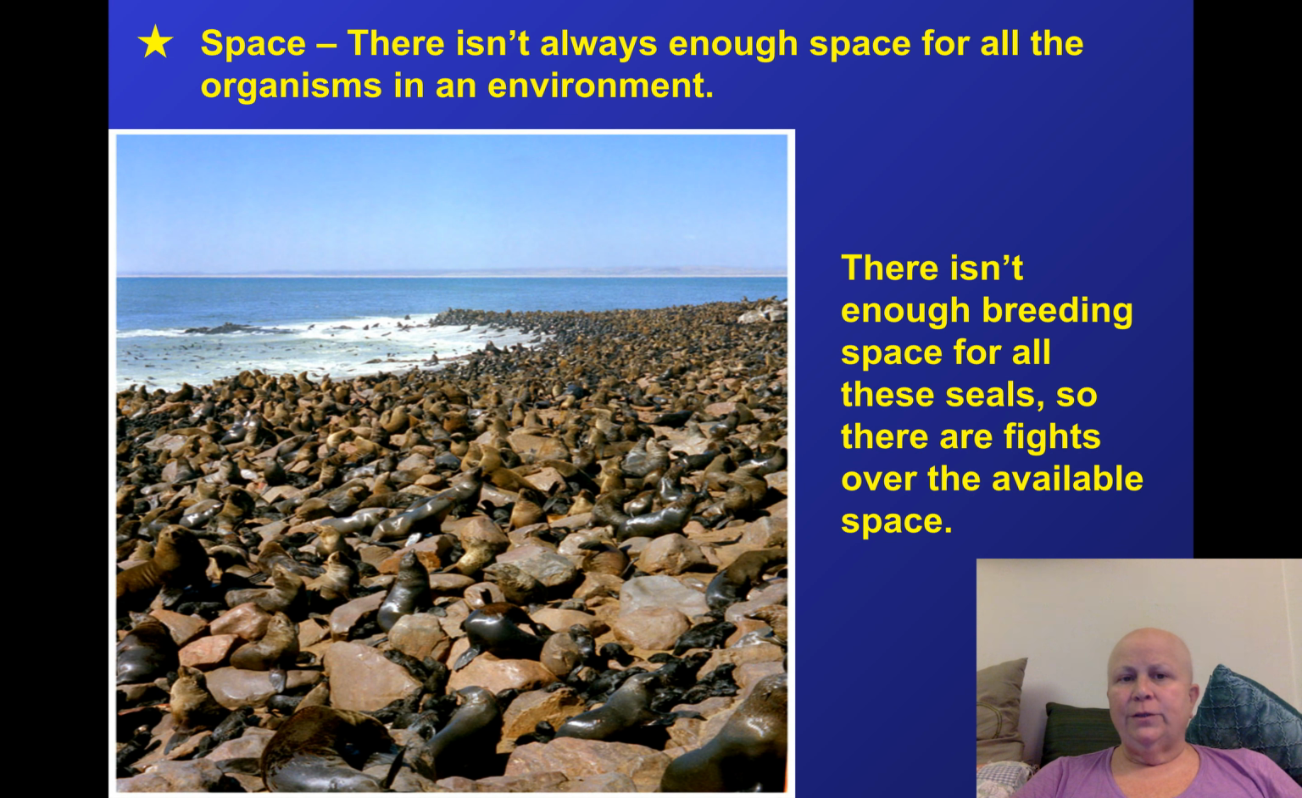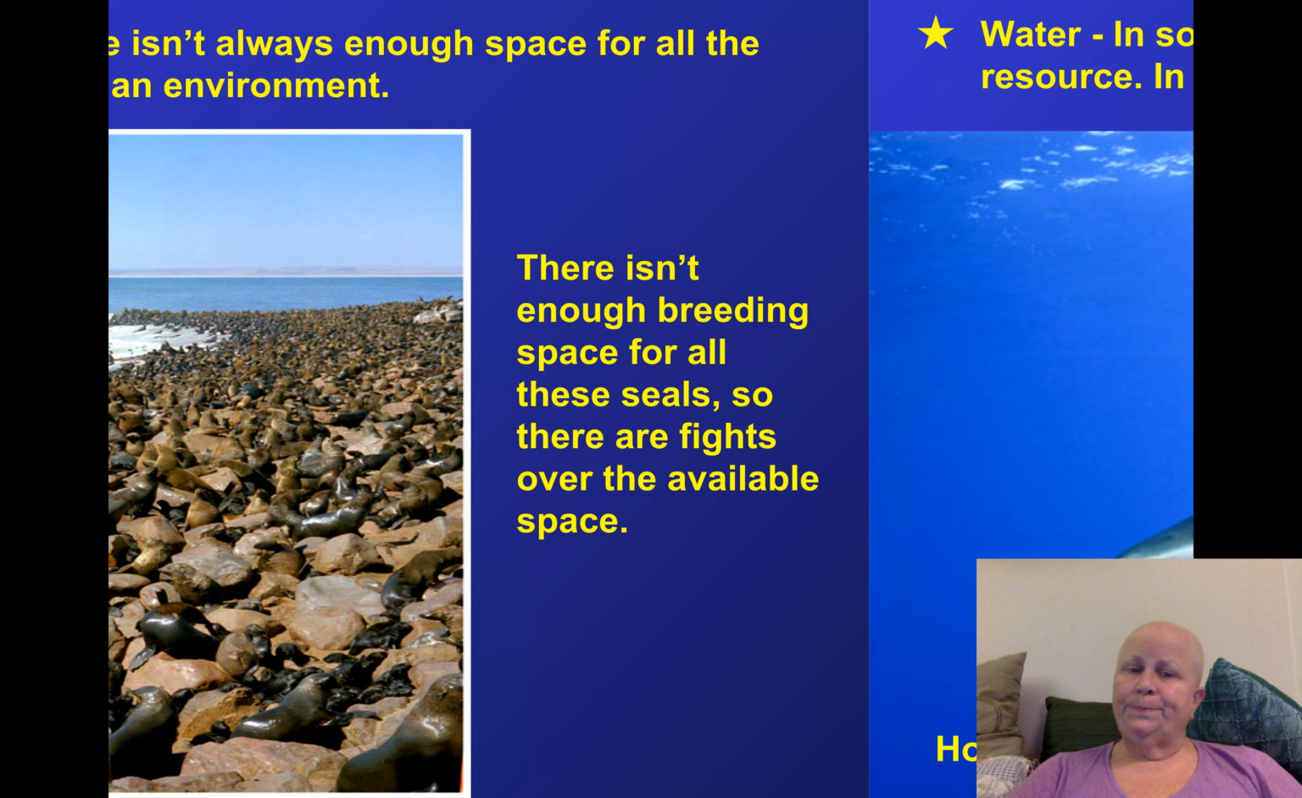Another limiting factor is space. There's not always enough space for all the organisms in a particular ecosystem or environment. Okay, for example, the seals in this picture, there's just not enough space for all of them to breed. And so there are fights or competition over available space. And what ends up happening is that some of the seals don't actually breed and reproduce. They don't bear young because they didn't have the space for breeding. And so that will definitely affect the population numbers of the seal population.